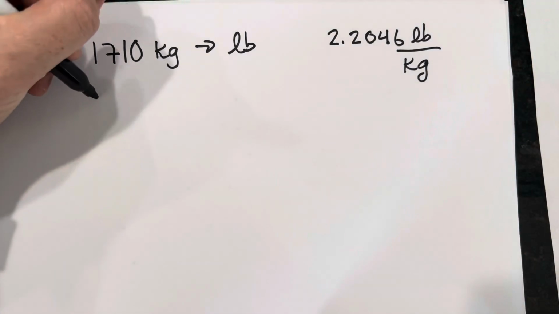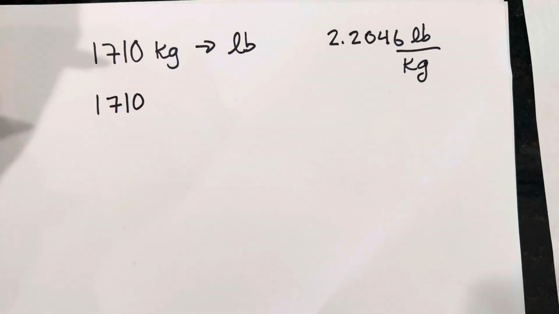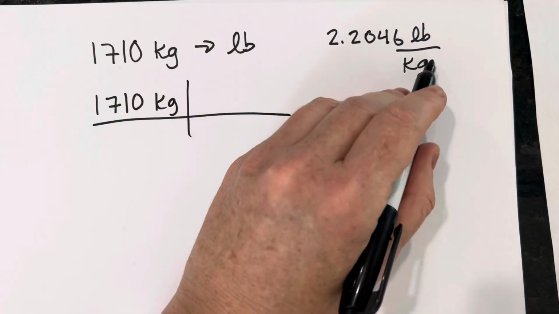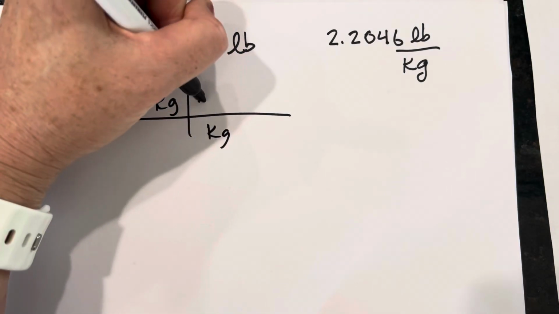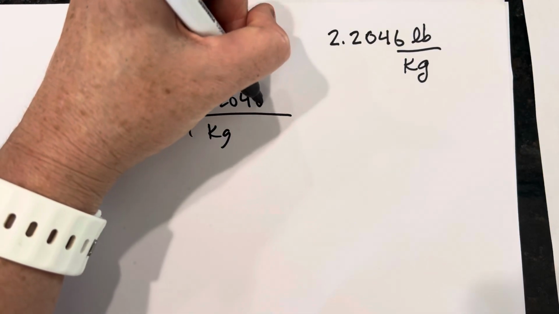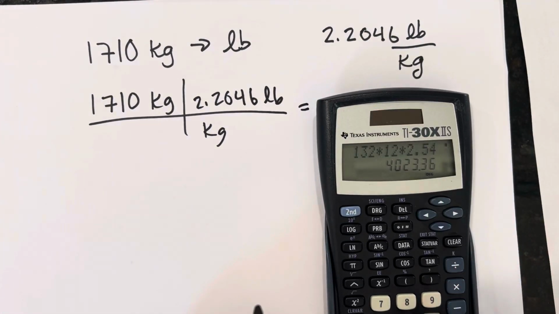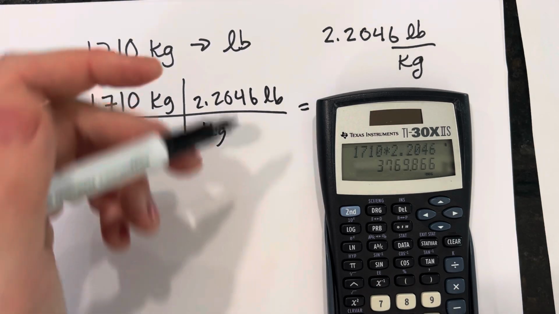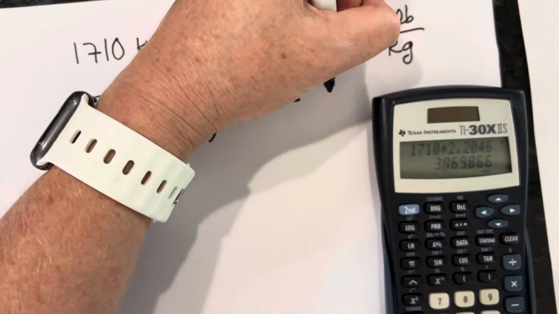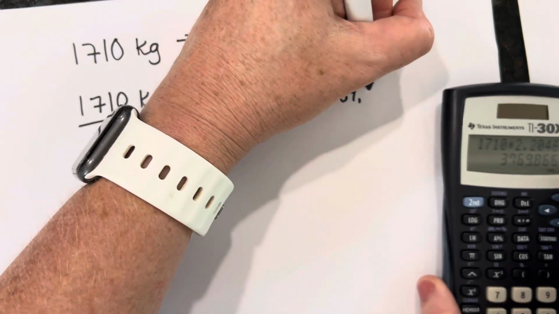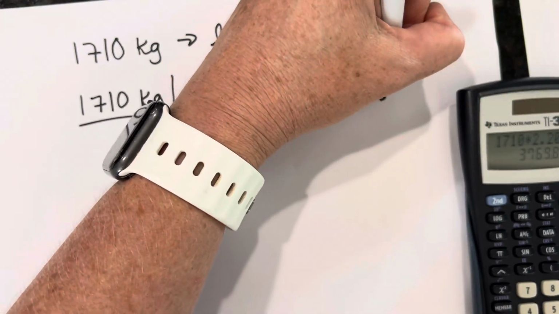Okay. So hopefully this should be a relatively straightforward one. We got 1710 kilograms. This kilograms going down here, 2.2046 pounds. So they're both on top, so we're multiplying. 1710 times 2.2046. And I get an answer of 3,769.87866.